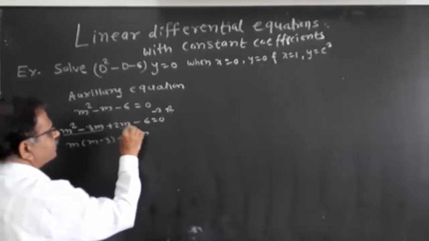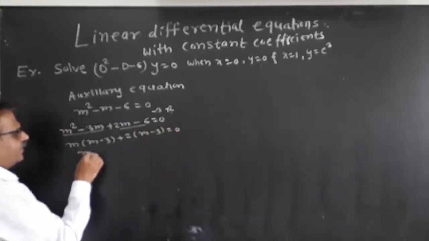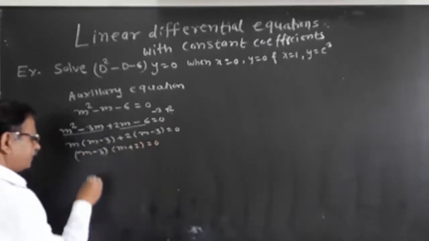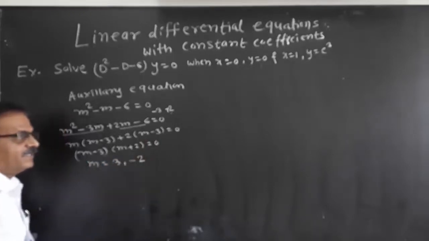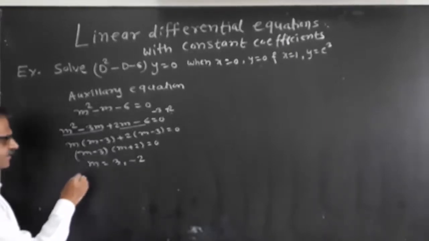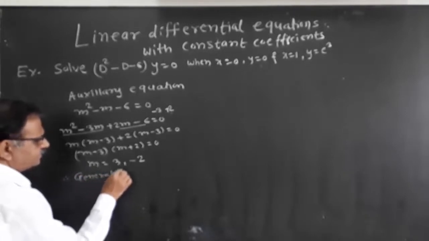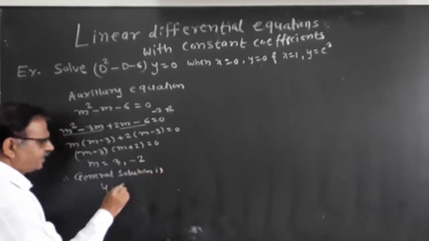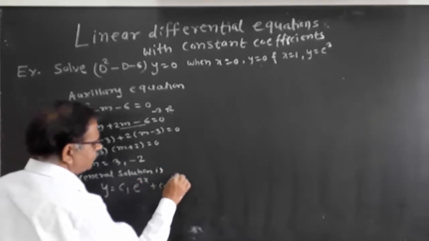From these two terms I can take 2 common, and hence (m minus 3)(m plus 2) equal to 0. Therefore m equal to 3 and m equal to minus 2. These are the two roots of the auxiliary equation. These roots are real and distinct, and hence the general solution is y equal to c1 e raised to 3x plus c2 e raised to minus 2x.